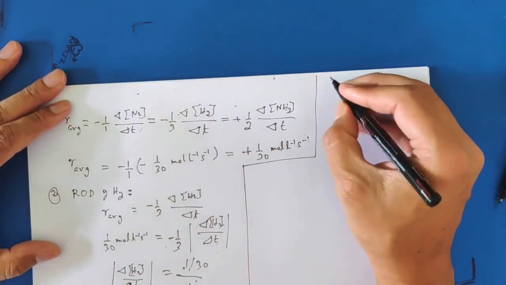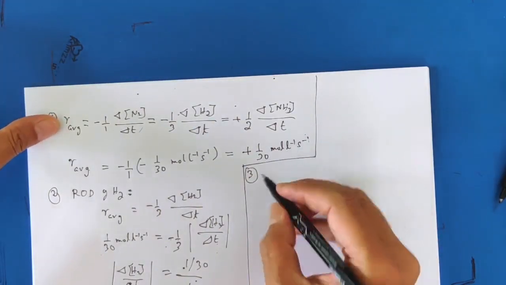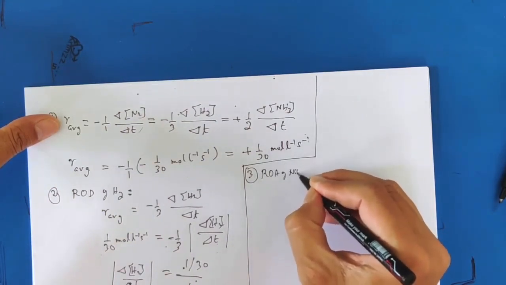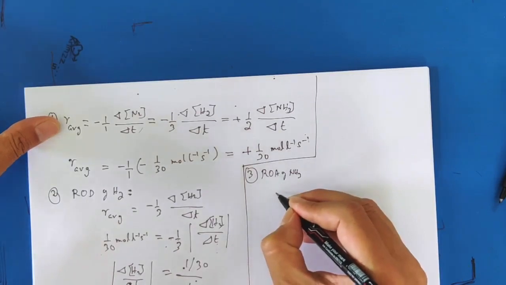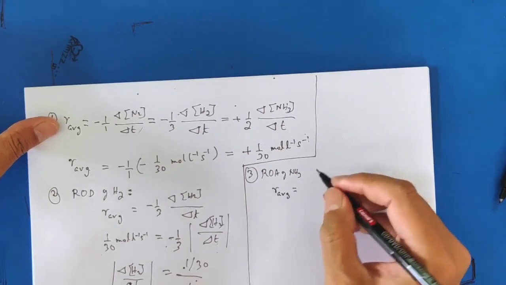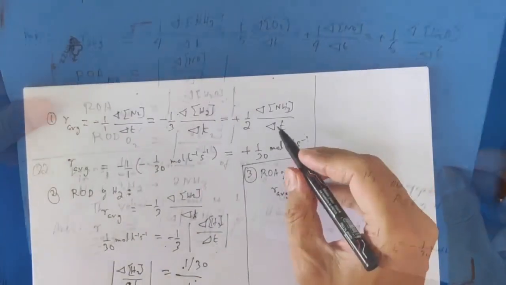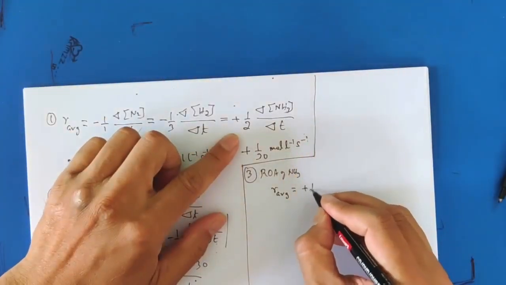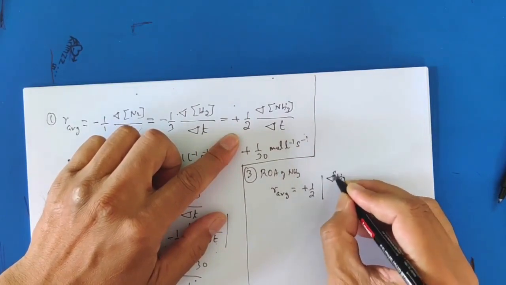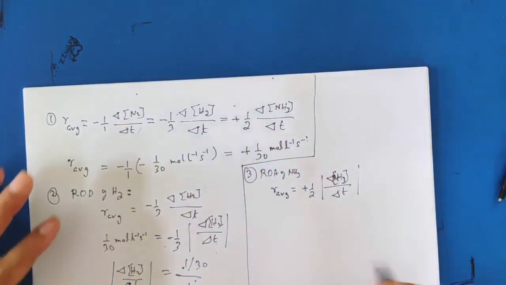Question number 3 is rate of appearance of ammonia. Rate of appearance of ammonia NH3. The average rate I keep on calculating, so our average rate is equal to plus half del NH3 square bracket del T. This is rate of appearance of ammonia.